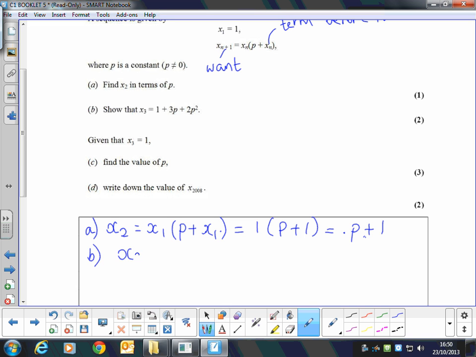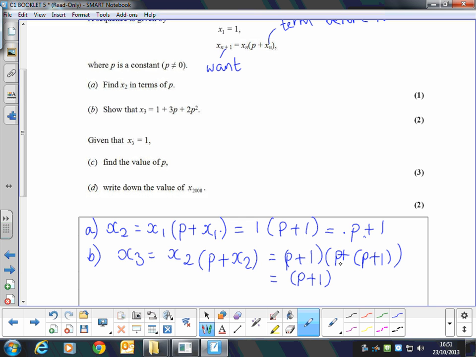For part B, it asks us to show that x3 is equal to 1 plus 3p plus 2p squared. So x3 is the term that we want. It's equal to x2 multiplied by (p plus x2). We've just worked out that x2 in terms of p is p plus 1, so we can put that into here. So we've got (p plus 1) multiplied by p, and then x2 is p plus 1, so plus p plus 1. So we've got (p plus 1), and then p plus p, which is (2p plus 1).